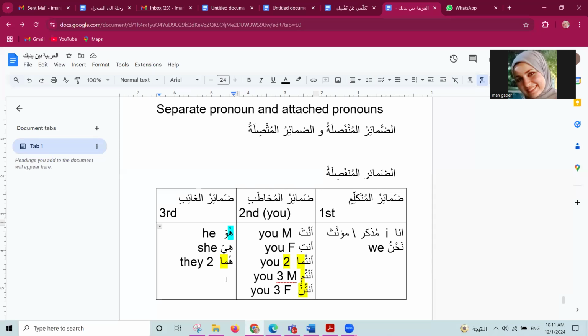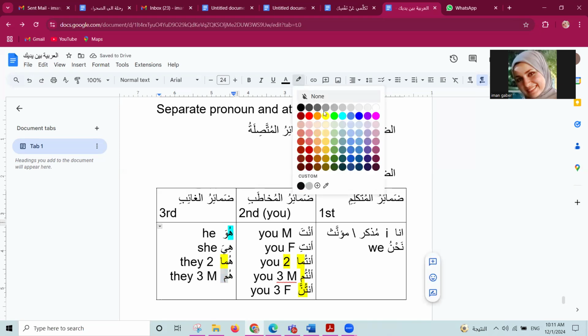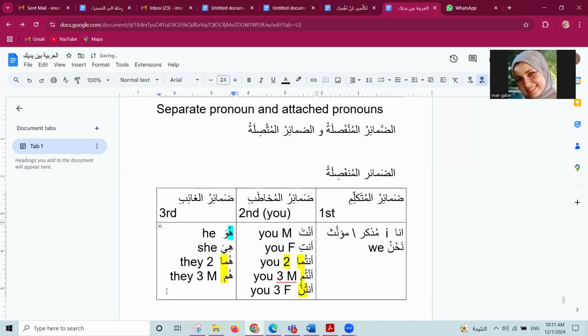It would be the same thing for they, males. So you will have هم. That means they, three or more males. هم. So you see, the same ending again comes here. أنتم, هم. Okay. And of course, you can guess now what will be they, three females.